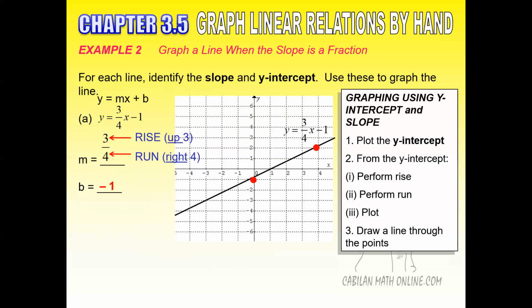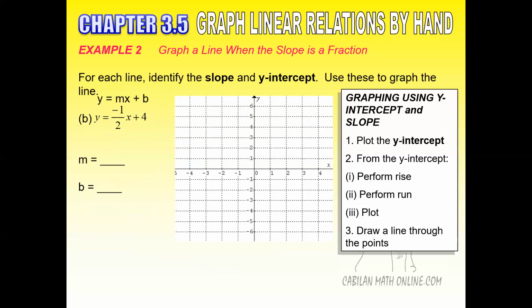So again, when you have a fraction, don't forget that the top number is always the rise, which tells you which direction to go up and down, and the run tells you which direction to go left or right. And for simplicity, anytime you have a negative slope, the run is always going to be positive, which is the bottom number.